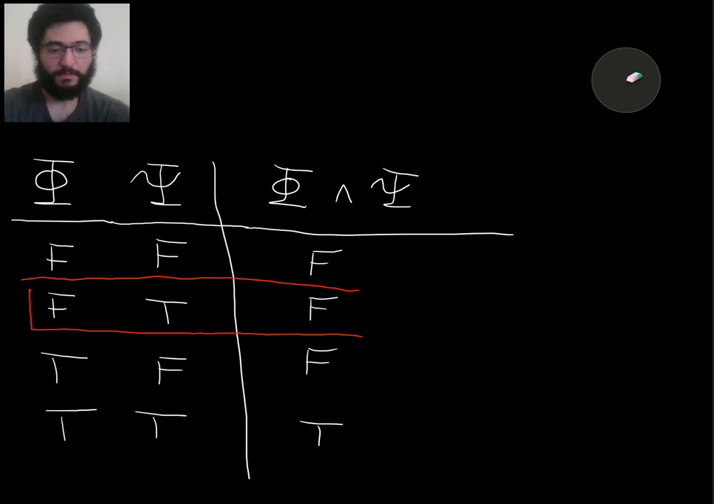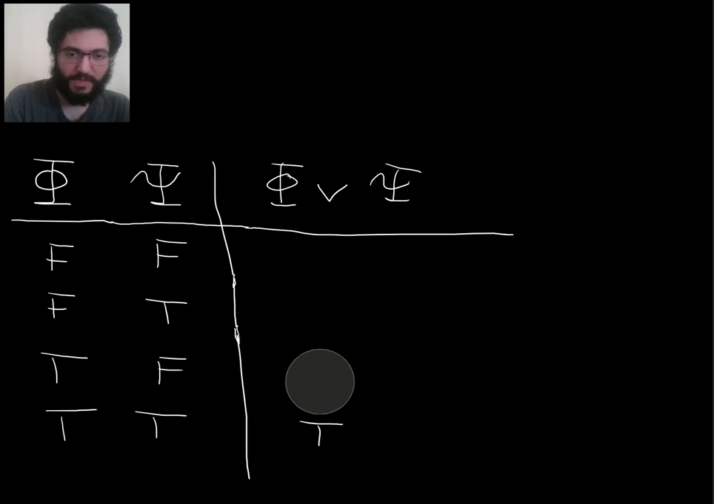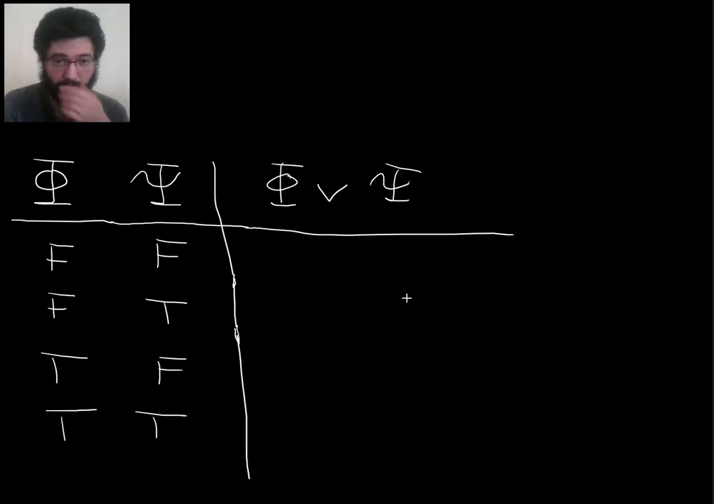Now let's look at what the rules for OR look like. Or rather, what the truth table entries for OR look like. So let's put phi or psi here and fill in what we get. So let's just think intuitively first. I guess this is not intuitively, this is just straight up following the rule.